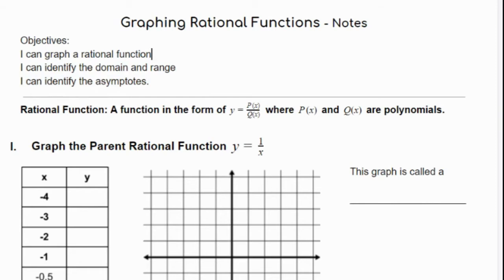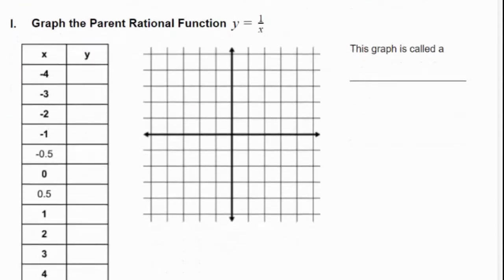First of all, a rational function is defined as a function in the form of y equals p of x divided by q of x, where p of x and q of x are polynomials. So in other words, a rational function is just a fraction built with polynomials, or the ratio of polynomials. What we're going to do now is graph the parent rational function.